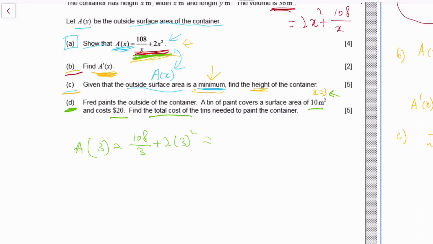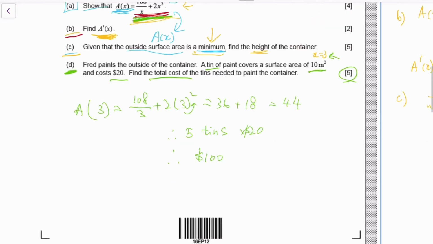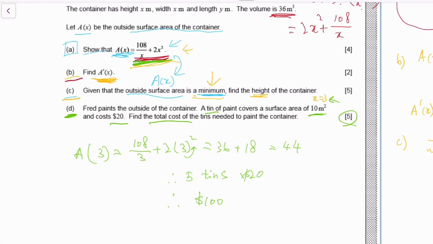Okay, it expects you to do this by hand, so that's 36 plus 3 squared is 9 times 18. Times 2 is 18. They add up to 44. But each tin only covers 10 square meters, so 4 tins would not be enough, so we need 5. So therefore we need 5 tins. And each costs $20. So at the end, I'll need $100. Wow, baby math, what should I say, right? 5 free marks.